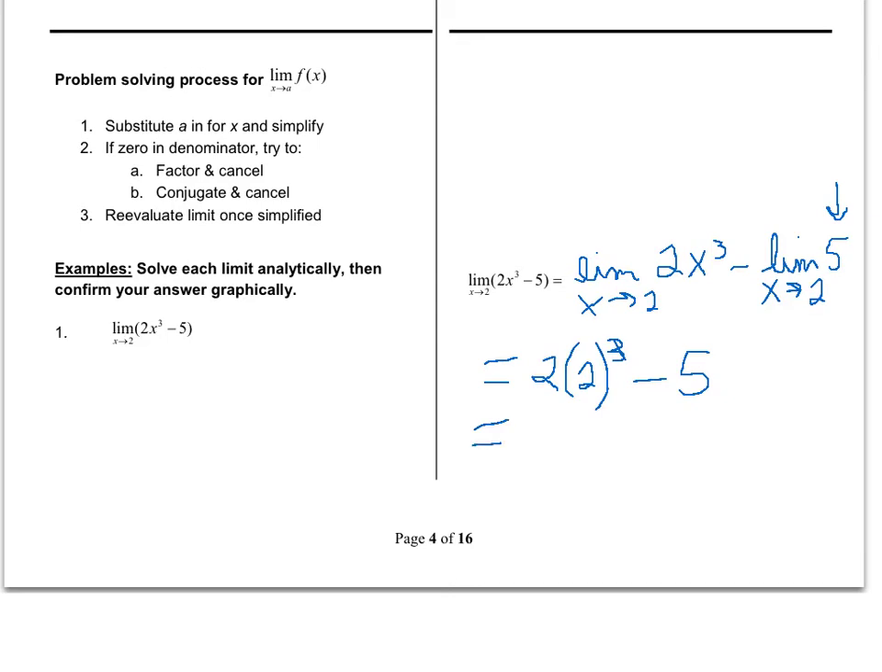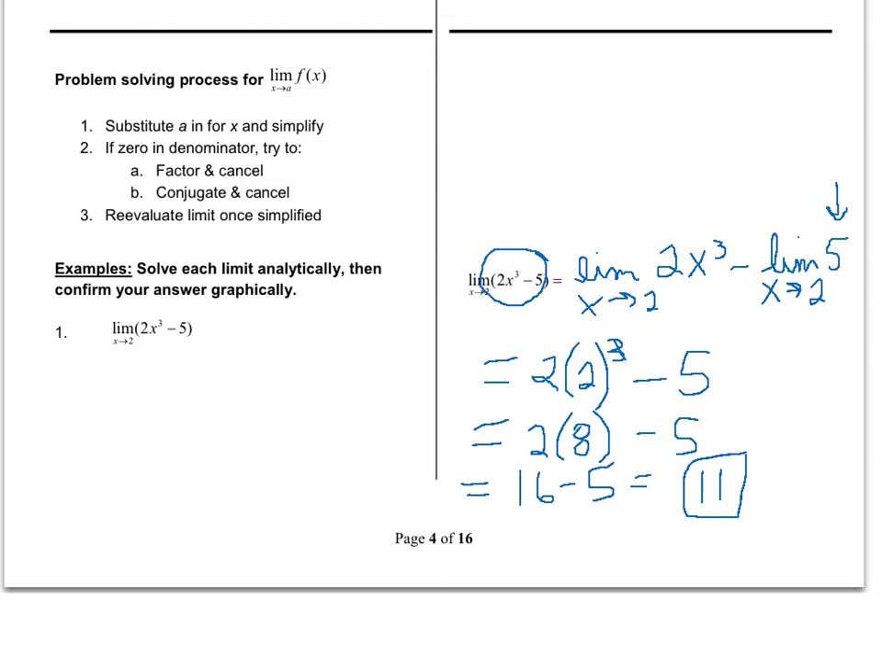So 2 cubed, order of operations. 2 cubed is going to be 8, so we'll have 2 times 8 minus 5. 2 times 8 is 16, minus the 5, and we're getting an overall limit of 11. If you confirm this graphically, go ahead and type your argument into y1 in your calculator. Do the little hide and seek as x approaches 2, and you're going to see a y value that should be approaching 11. So let's go ahead and try some more examples on the next page.